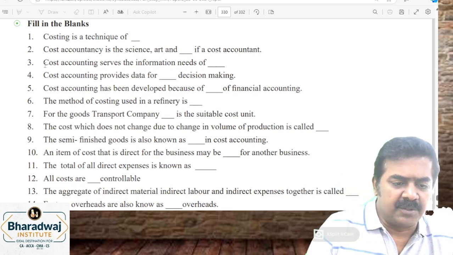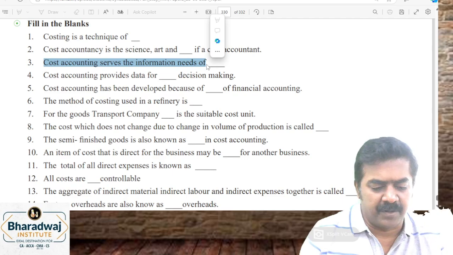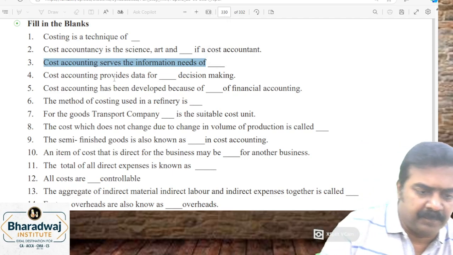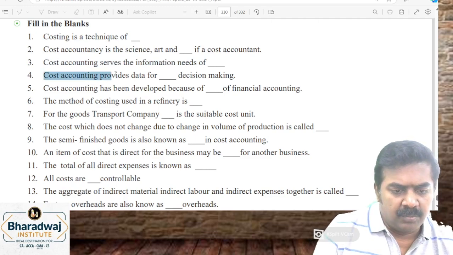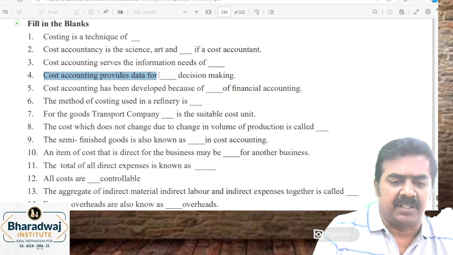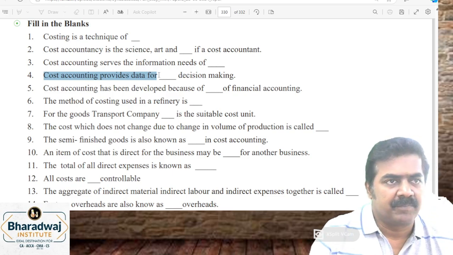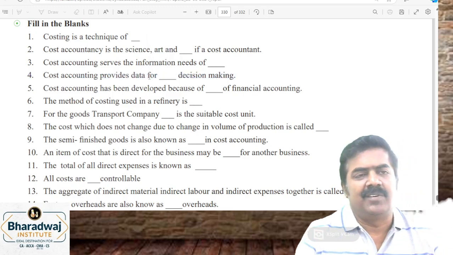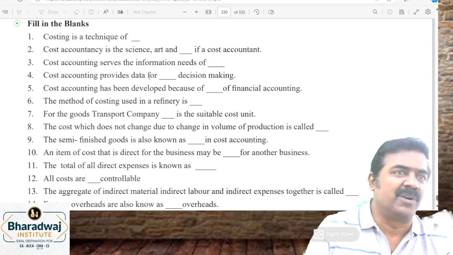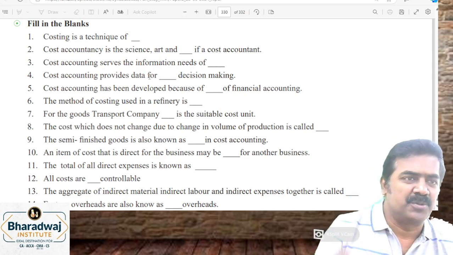Cost accounting serves information for the needs of management. It provides data for management decision making. Don't worry, they will not give you an open-ended question like this. They will give you options, and you have to choose.